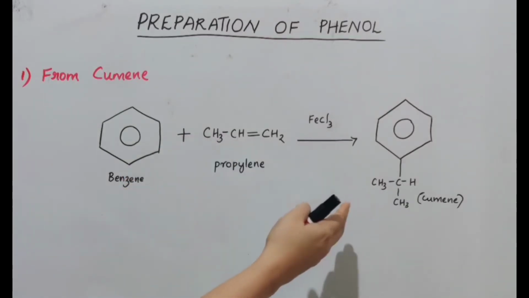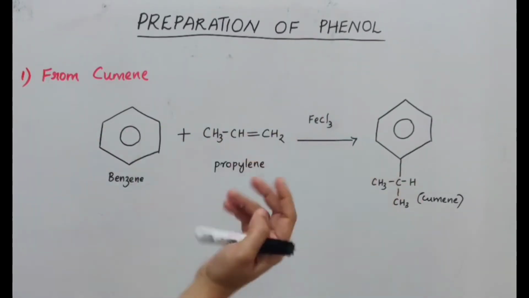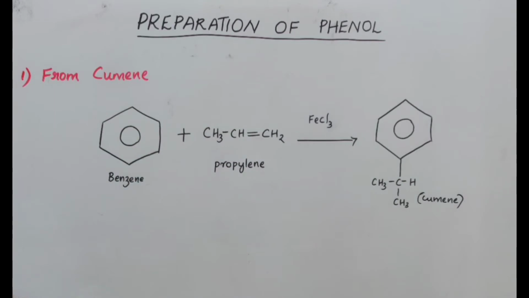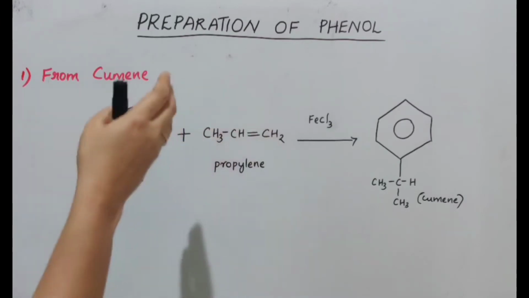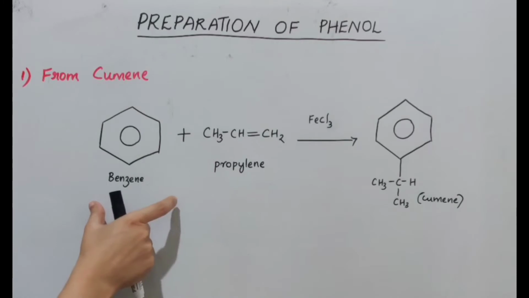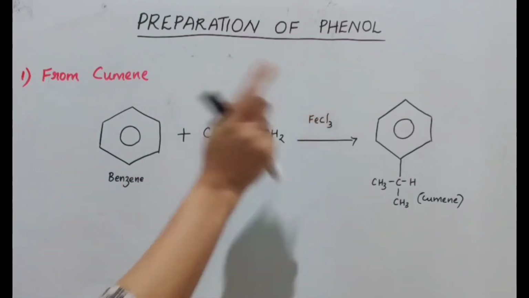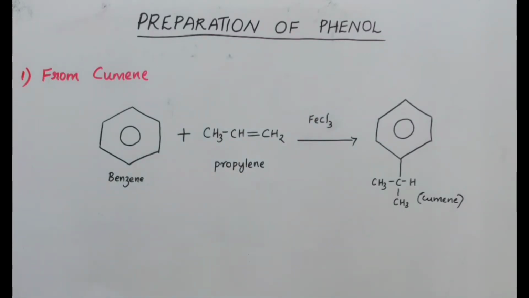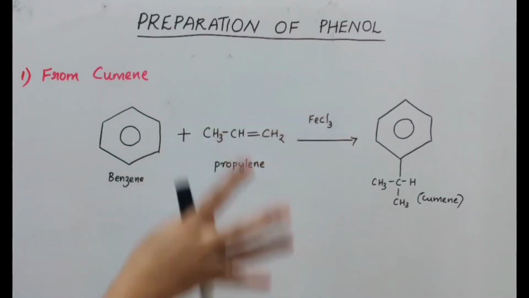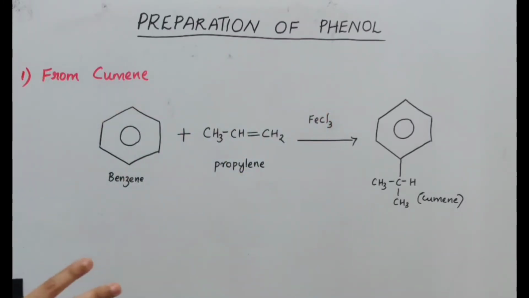The first step is the preparation of cumene from benzene. How? Cumene is obtained from benzene by Friedel-Crafts alkylation between benzene and propylene, that is propene, in presence of a catalyst. Here the catalyst used is ferric chloride or H3PO4.